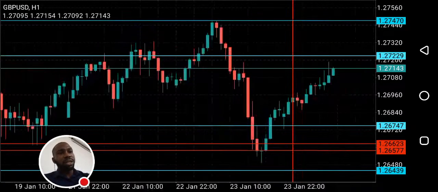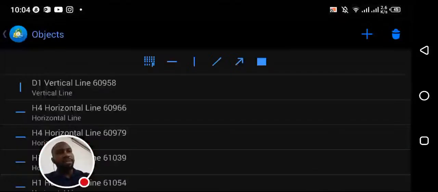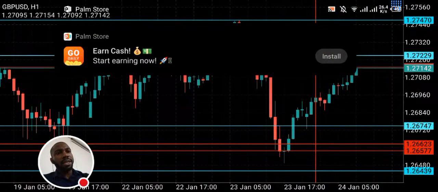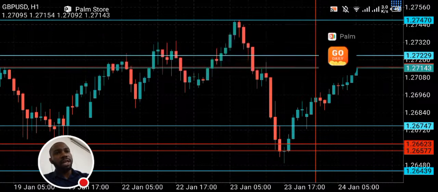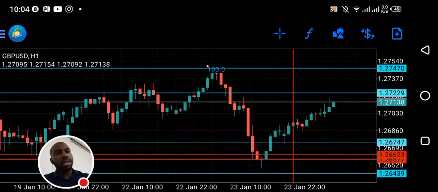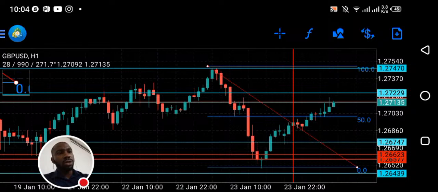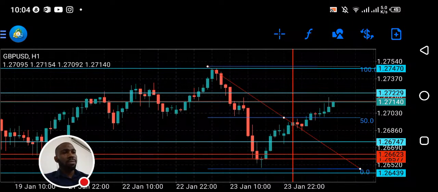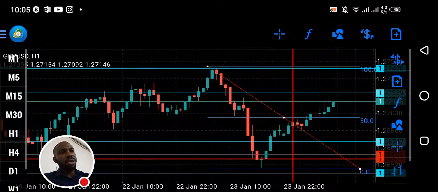If you apply Fibonacci on the previous range, from this swing high to this swing low, you can see that price is currently at a premium level. Price is at premium, so you should wait for price to pull back to discount before you buy. I hope that is clear. Okay, let's move to the next pair.